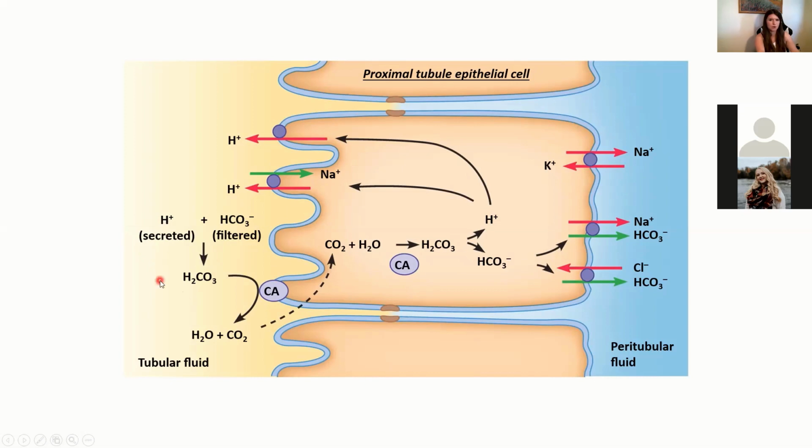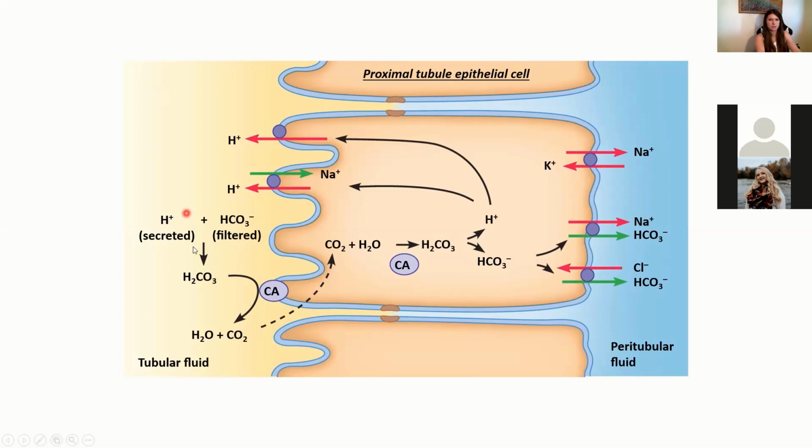Okay, so what we had happening was our plasma, everything in the plasma is getting filtered into the tubular fluid. So this includes bicarbonate. So here we can see our bicarbonate. It's indicating that it was filtered. Hydrogen ions, it says secreted. We're going to look at the secretion here, but just know that there are also hydrogen ions in the tubular fluid. Okay, so we got our bicarbonate that we're filtering through our tubular fluid.